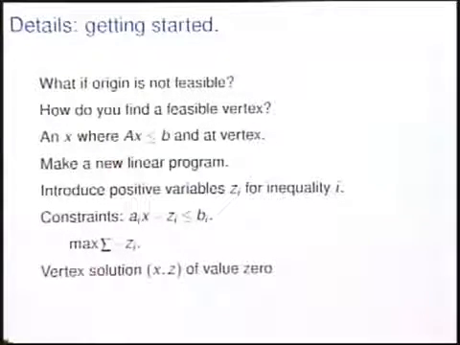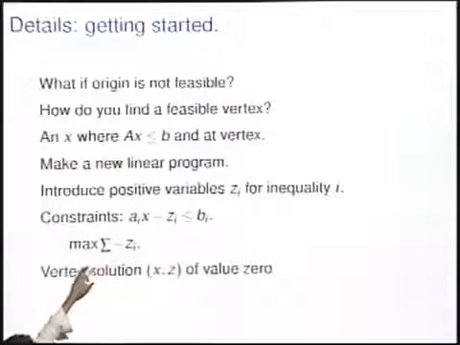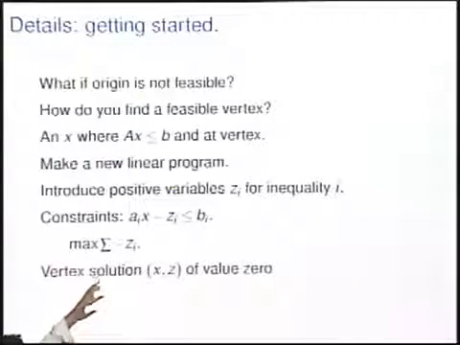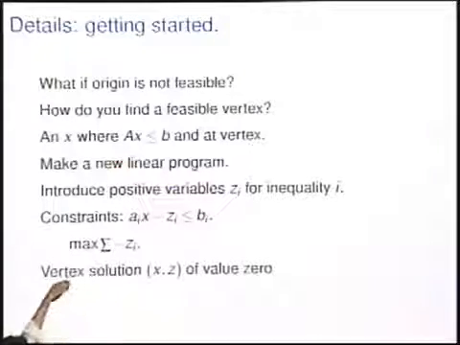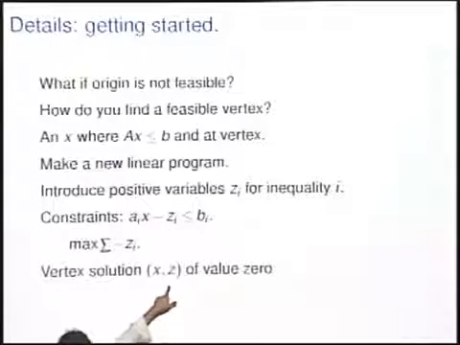And now I want to do so now this is a linear program. It just has more variables. It has the x variables and the z variables. It's just another linear program. But in this case, there is a vertex solution. Just the all zeros for x and whatever the violations are for z.